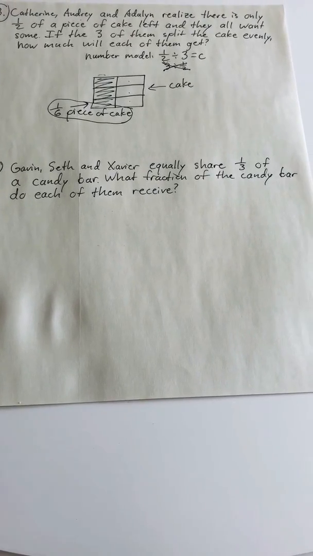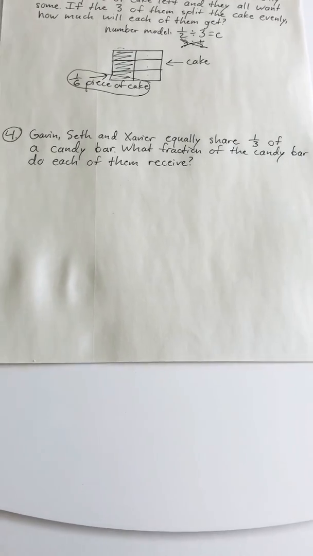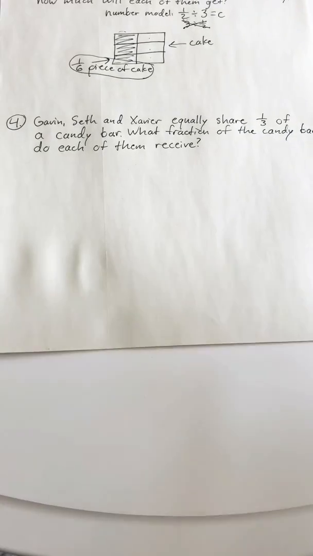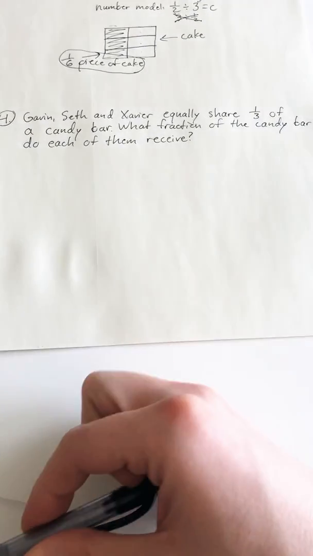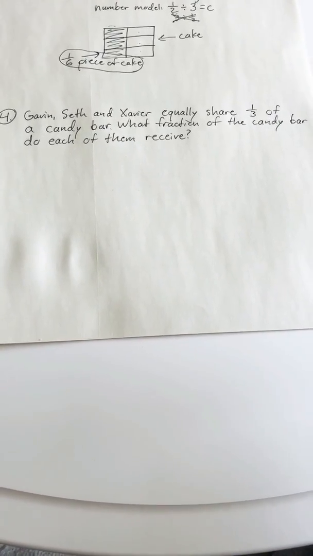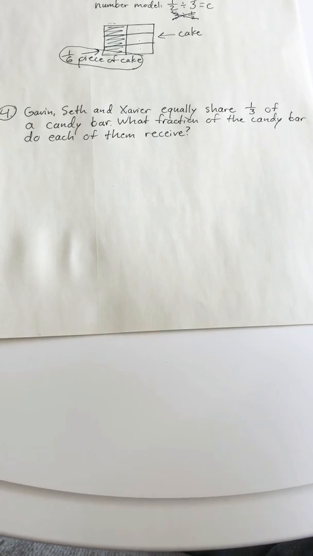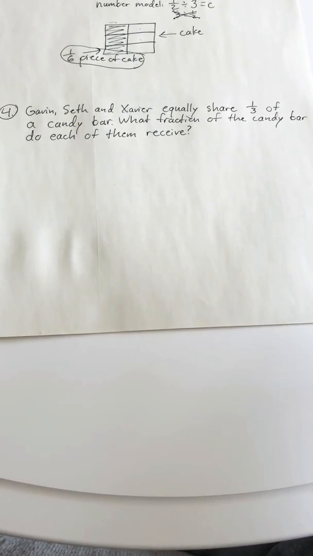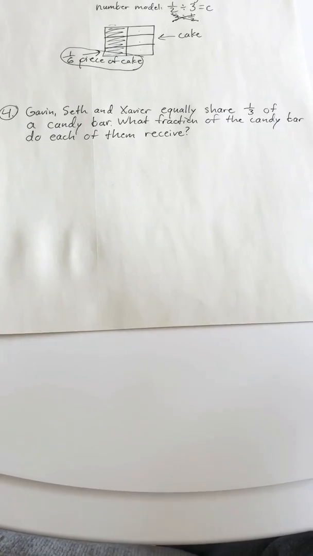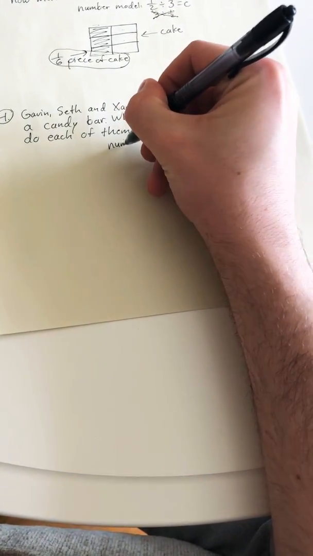All right, so here's our second installment of dividing fractions by whole numbers. In this case, our problem is that Gavin, Seth, and Xavier are equally sharing a third of a candy bar. So the question is, what fraction of the candy bar does each of them receive if they're sharing this third equally?